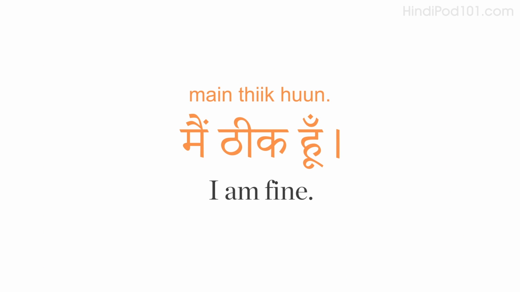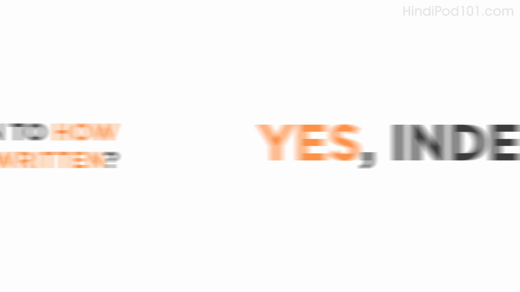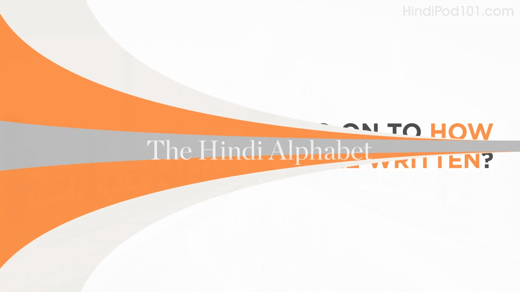Take this sentence, for example, written in Hindi script, मैं ठीक हूँ. Notice the vertical line at the end of the sentence. This is the Hindi full stop. This one seems quite easy to make too. Yes, indeed. So, how about we go on to how the Hindi alphabets are written?